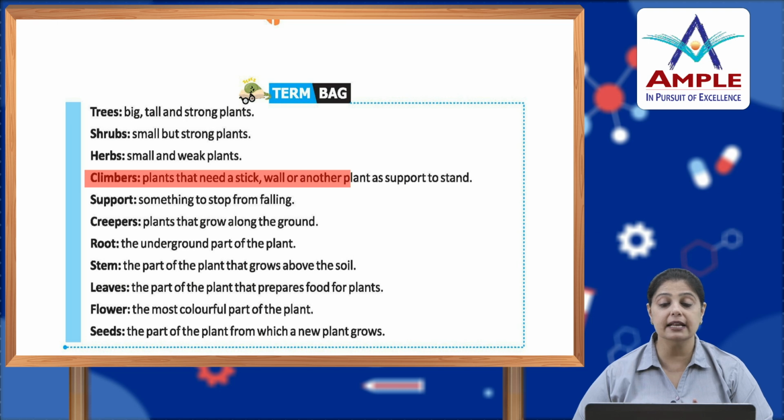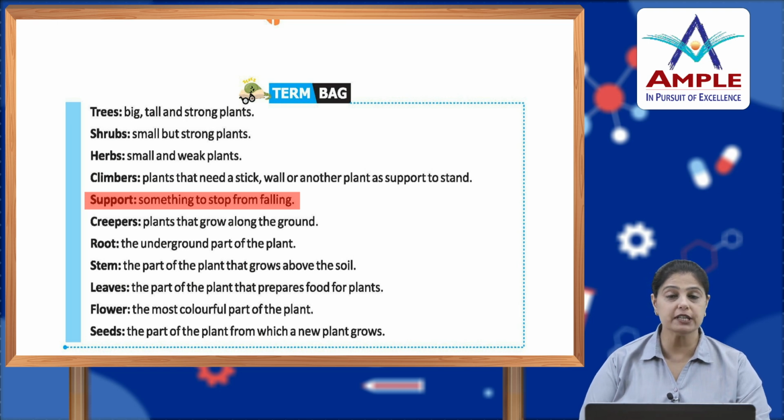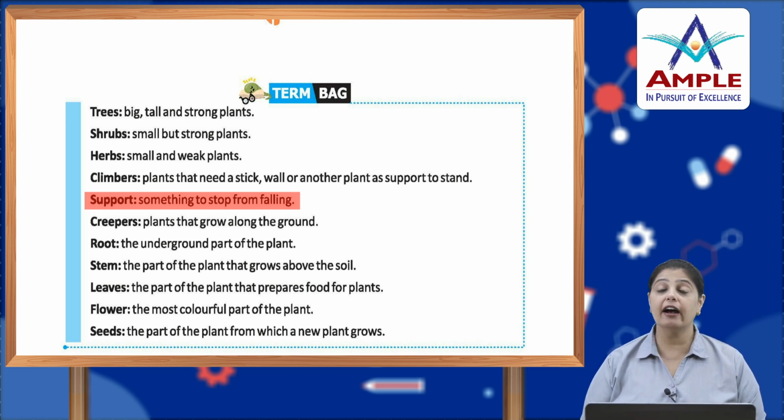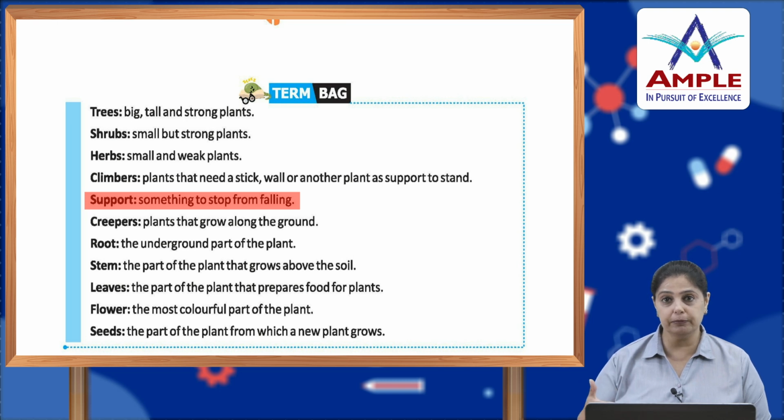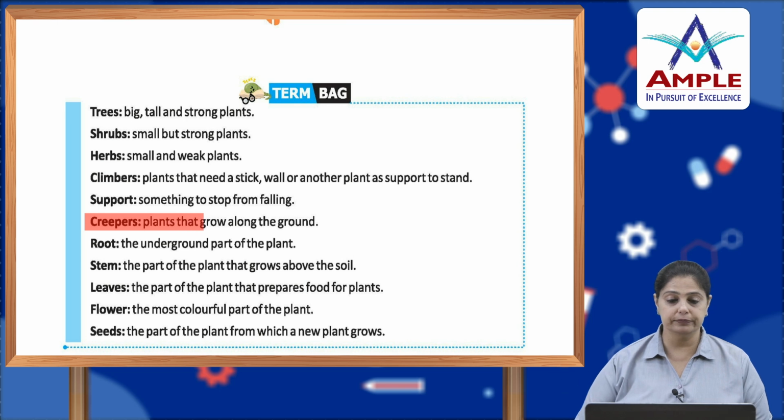Climbers, they are the plants that need a stick, wall or another plant as support to stand, okay. Support means something to stop from falling. So, we give a support to something, we attach something so that the other thing does not fall. In this case, we are talking about the plants that have weak stems. So, we keep them by the wall, or we keep them by another plant, or we keep them with the support of a stick. They will start growing, okay, around the support.